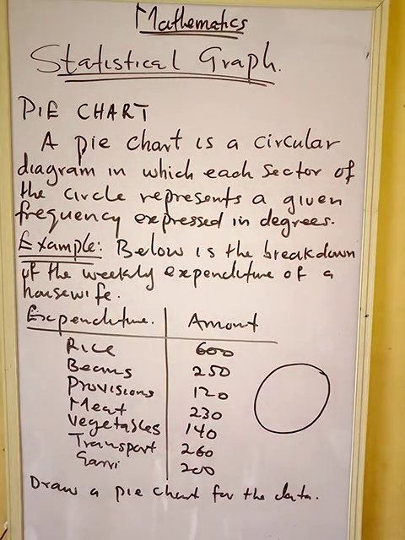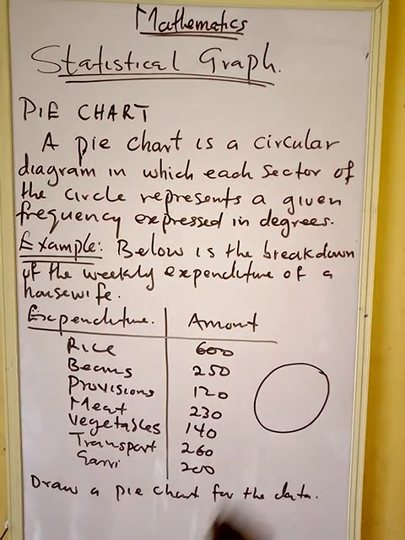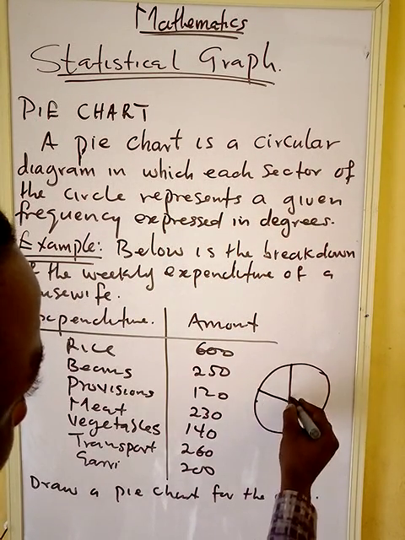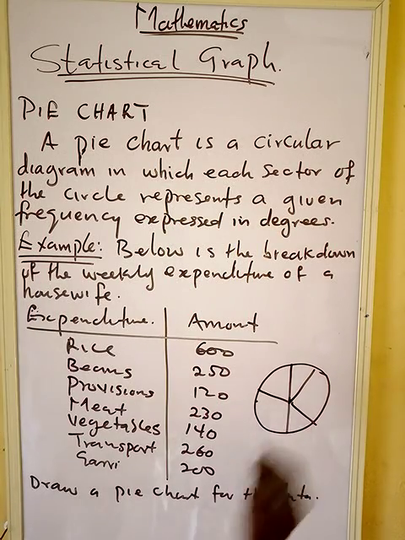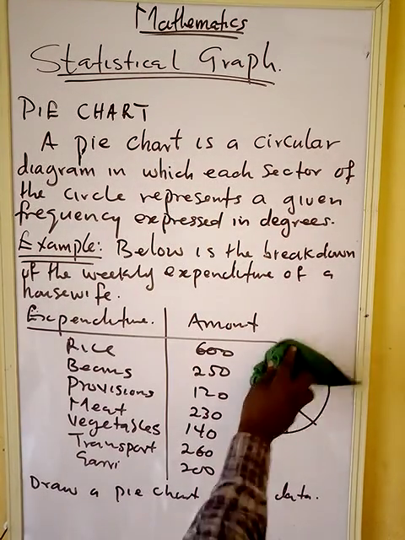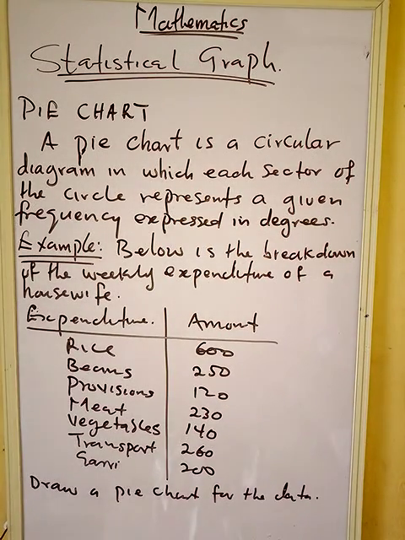Is in the form of what? Circle. Whereby we have sections, we have divisions within the circle. Each of them is represented with particular values, and those values we represent in degrees. So we have an example here, and we are going to use the example to explain more on pie chart.